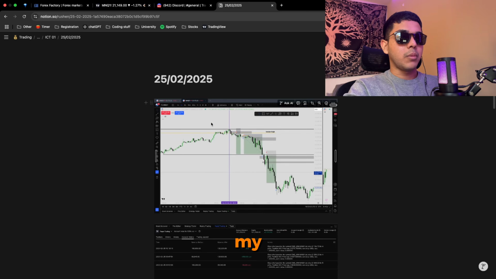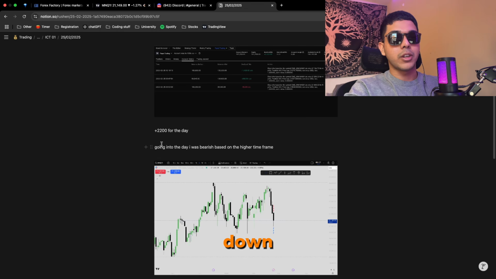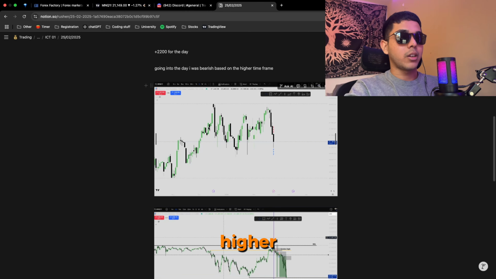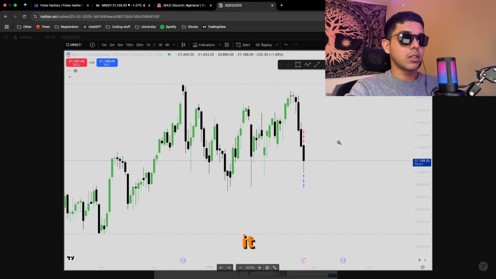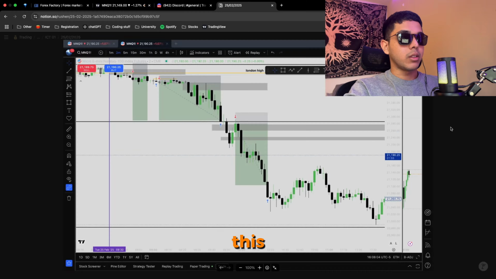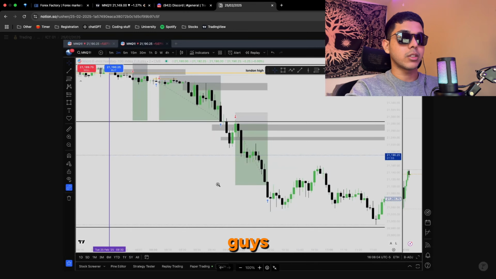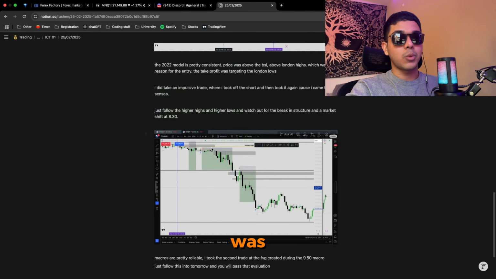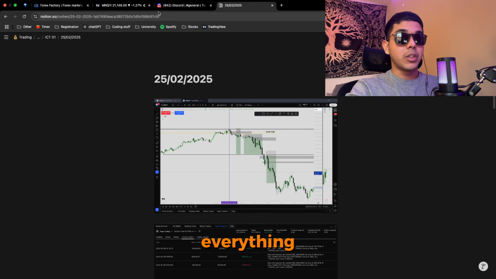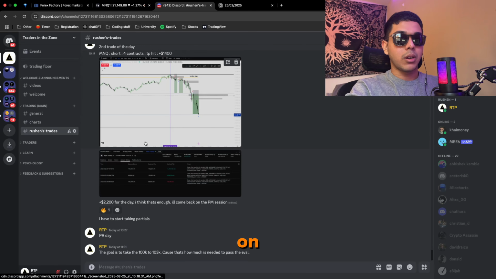In my journal entry, I noted down that going into the day I was bearish based on the higher time frame, as you can see, this is it. I took the trade, and this is a summary of what I just went through with you guys. So those are the trades that I took for the day. It was plus 2200, and everything was called out on the Discord, by the way, under Rushen's trade.